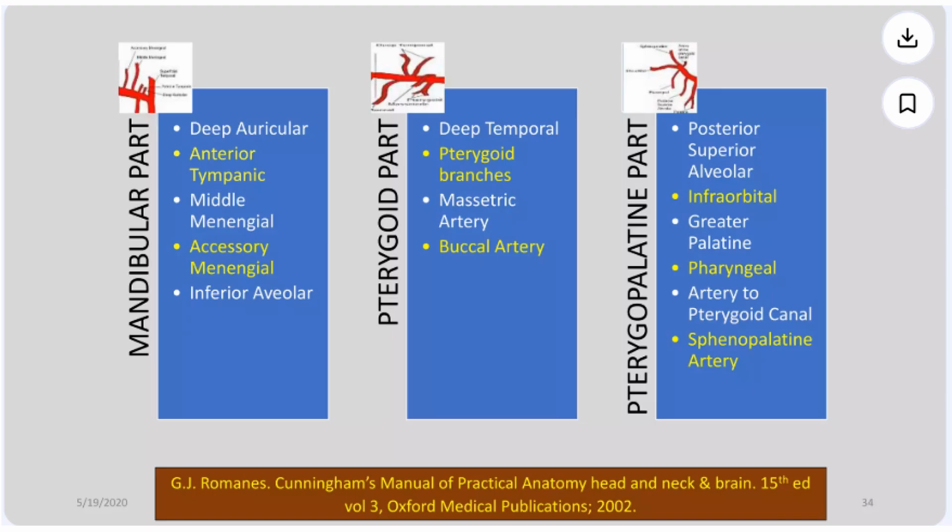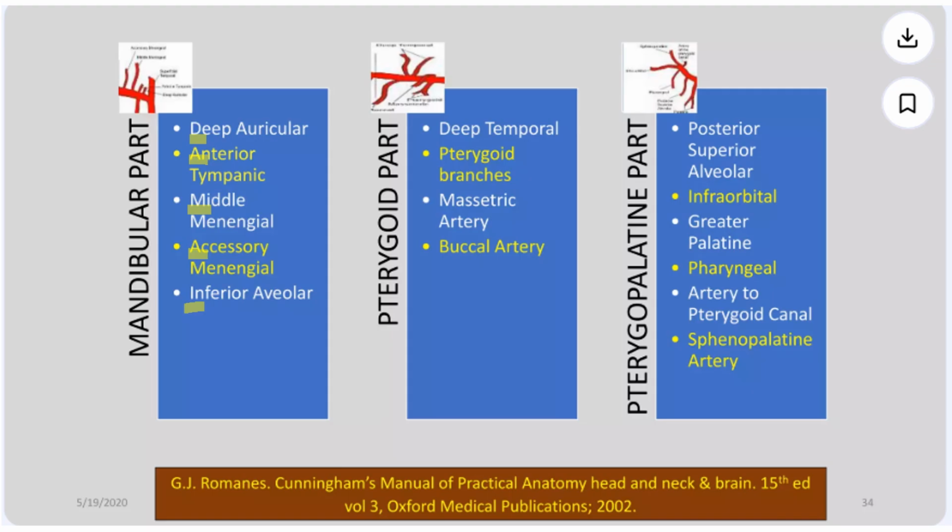So you can remember it as D, A, M, A, I. The first letters of these branches go like D, A, M, A, I. So: deep auricular, anterior tympanic, middle meningeal, accessory meningeal, and inferior alveolar artery.